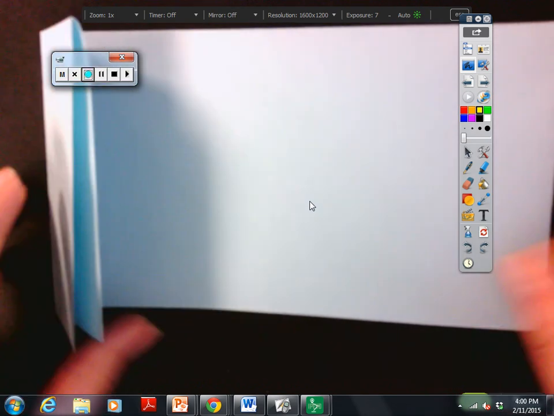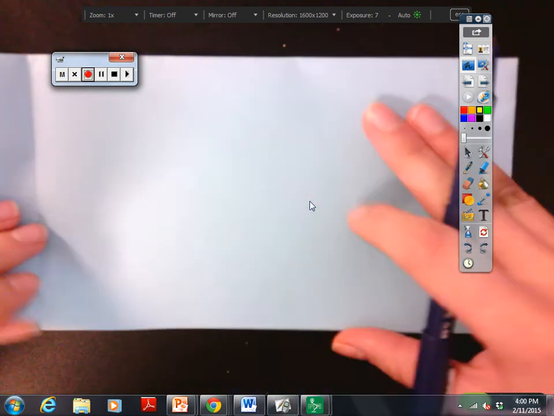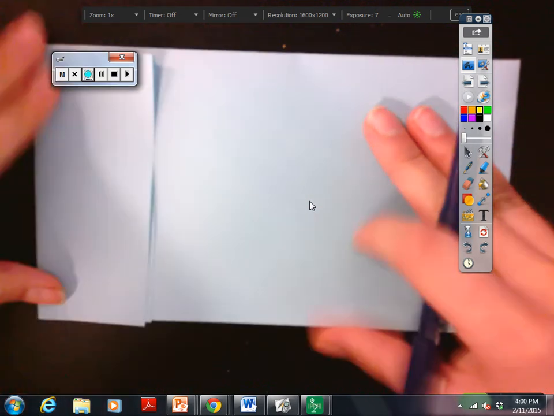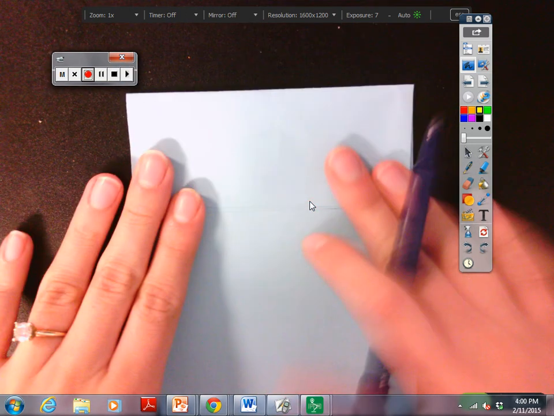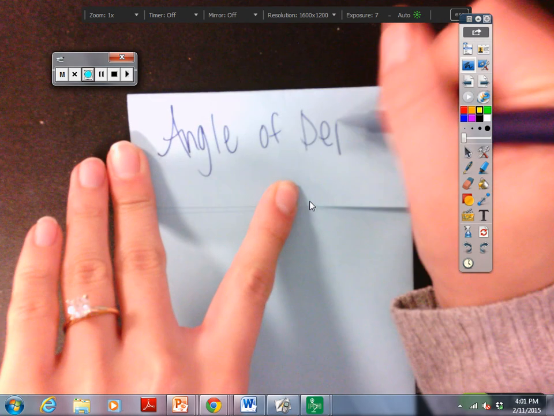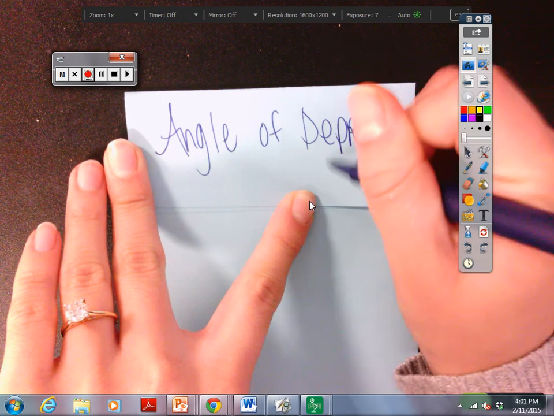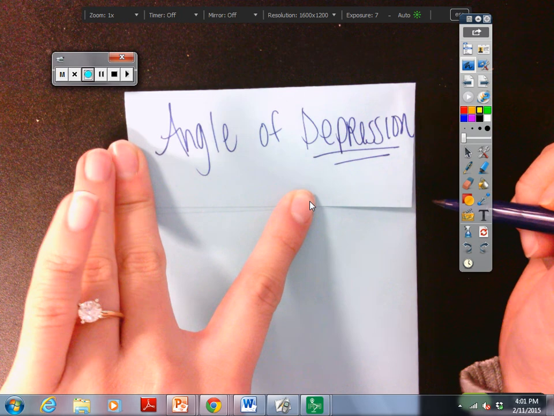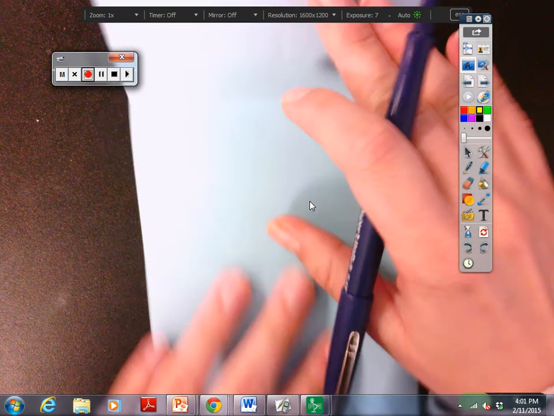So make sure you have your foldable. Make sure the opening is at the bottom and not the top. Pick a side with the tab, and I'm going to turn it over to write what this foldable is going to be about. It's going to be about the angle of depression. Please write that down. If you ever need to stop the video to finish taking some notes or rewind, feel free to do so. What you're going to do next is write inside this tab what the angle of depression is.